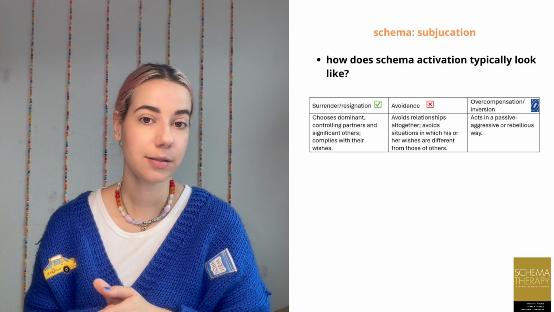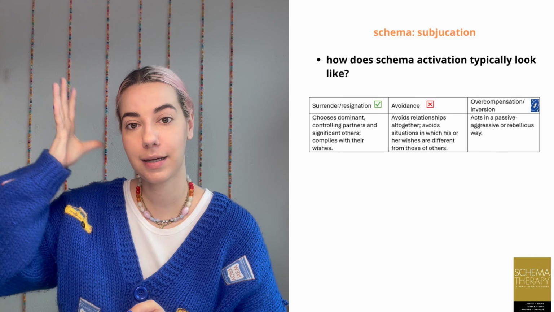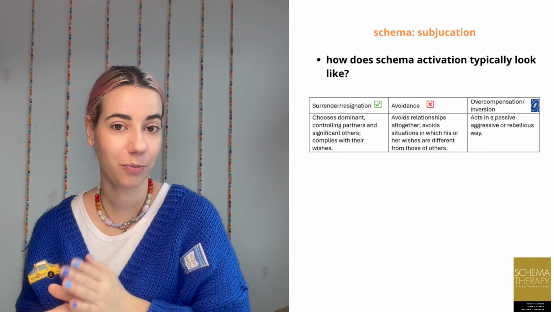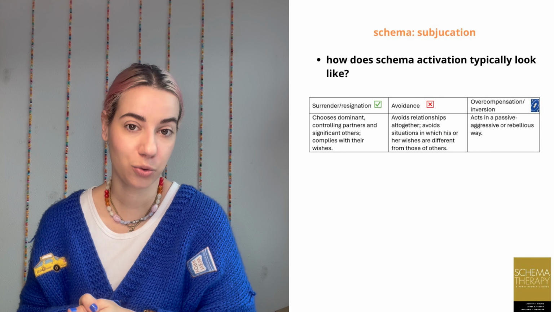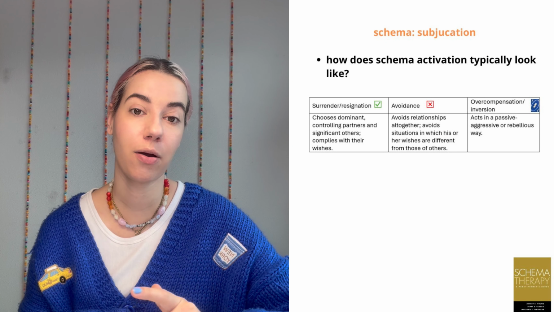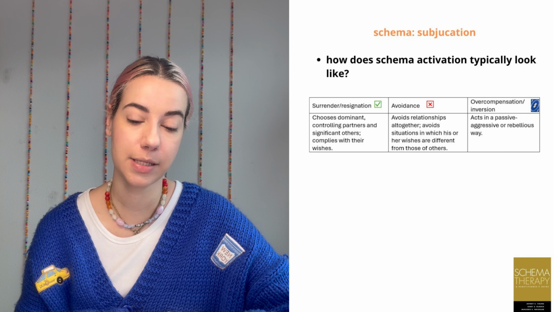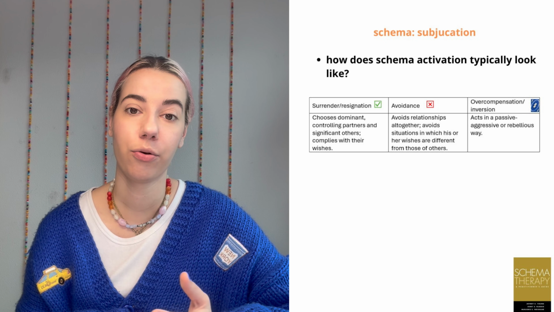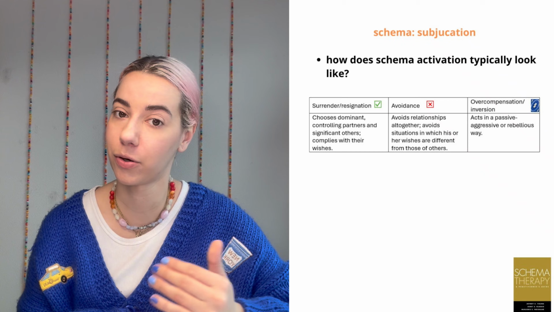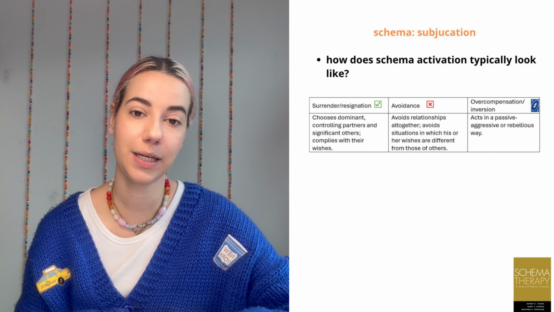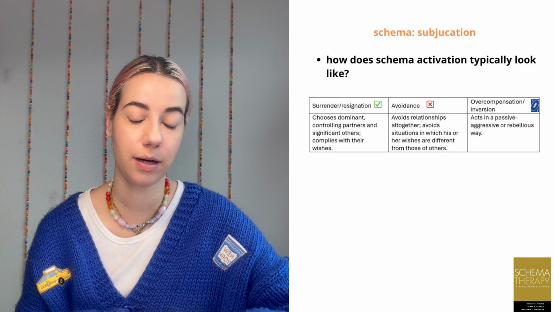Then how does the schema activation look? So when the schema gets activated, how does someone behave? And when someone acts as if the schema is true, they mostly act in a compliant way, so in a very submissive way. By choosing partners who can be very dominating, controlling, or might even be abusive or unsafe in a certain way. This can also be with friends or with a job, for example, working for a boss who has these components in their character, and in general, just being compliant with other people's wishes.